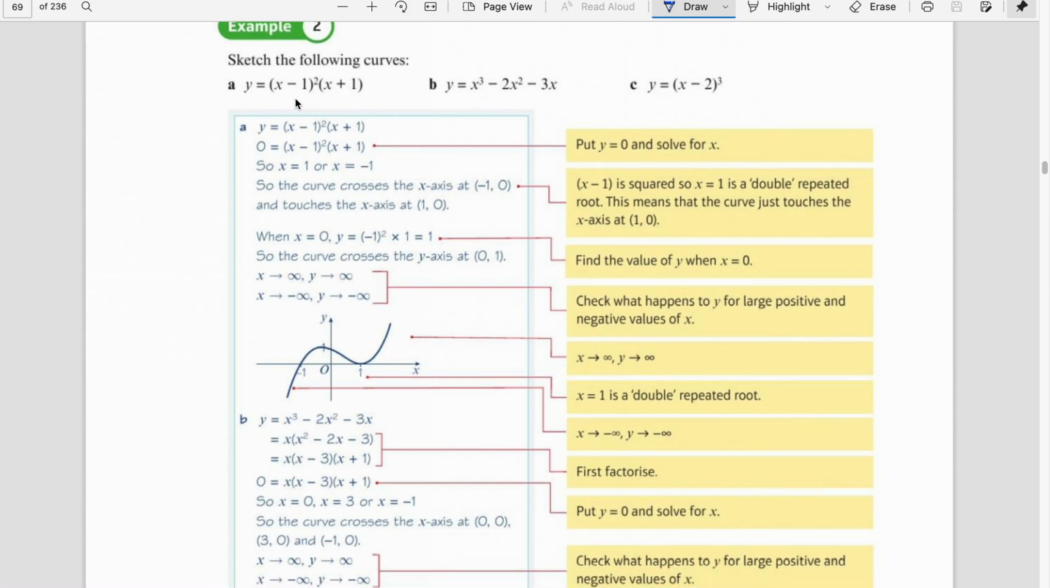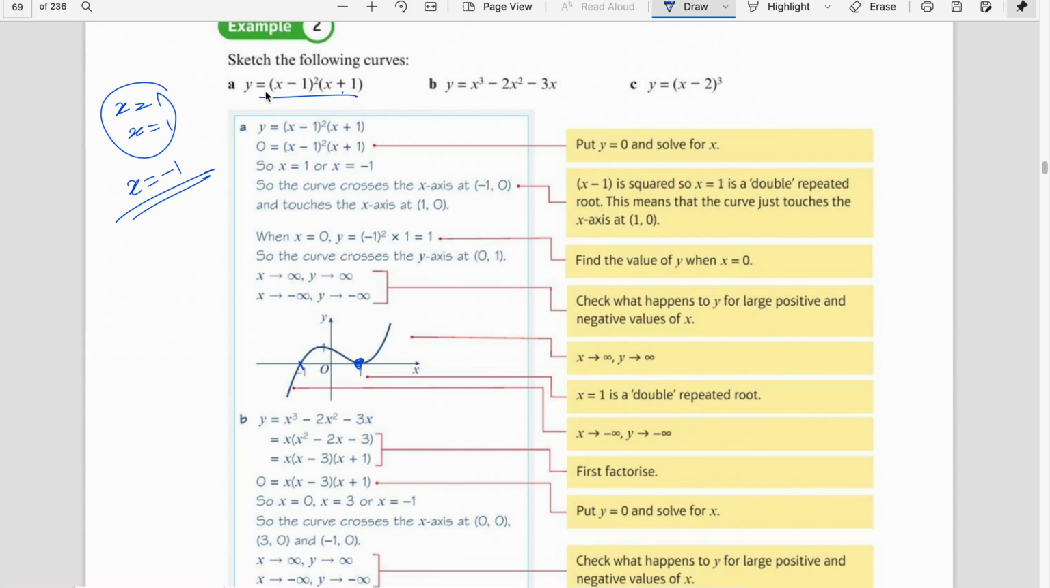Sketch the following curves. Again, x minus 1 whole squared. So x is equal to 1 occurs 2 times, x is equal to 1 and x is equal to 1. When it is 2 times, that means it makes a tangent at x equal to 1. And then the third one is x is equal to minus 1. So at x is equal to 1, it is a tangent. At minus 1, it crosses.